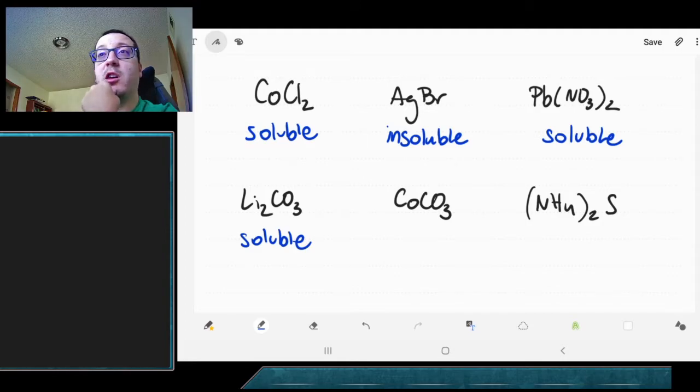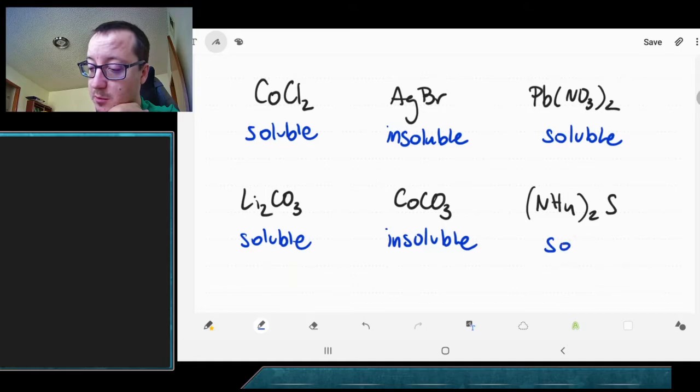This cobalt 2 carbonate, we're expecting that to be most likely to be insoluble because we do not have a rule for either one of those. We have nothing special about cobalt, we have nothing special about carbonate, so we're expecting anything that's not covered by our list to be insoluble. And the last one, ammonium sulfide there, we should expect that to be soluble because it has that ammonium group there.